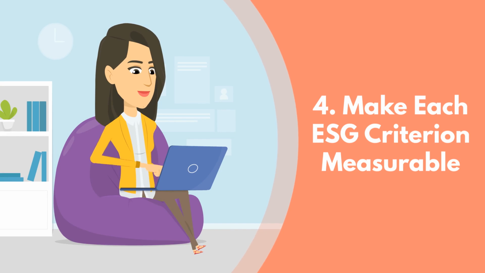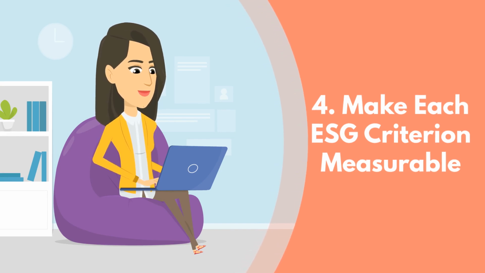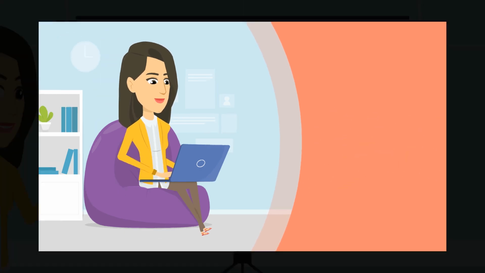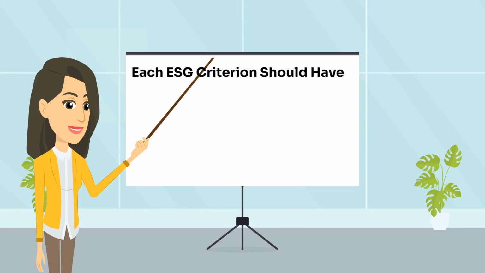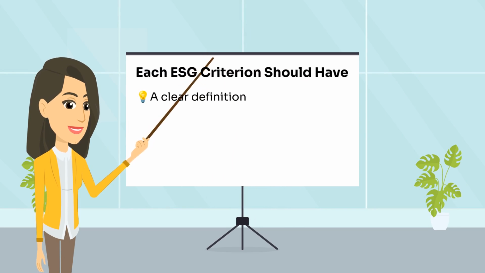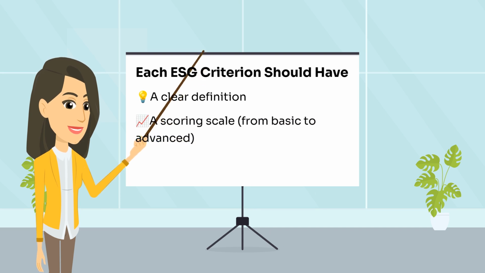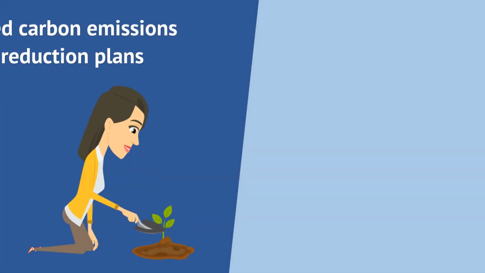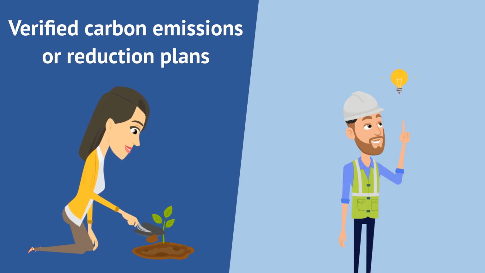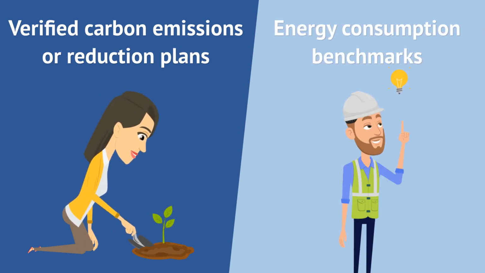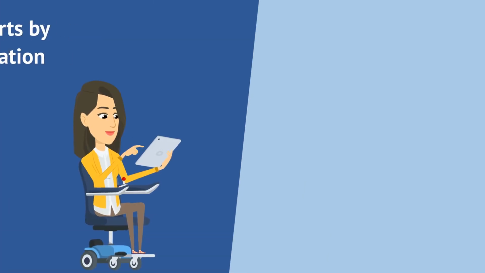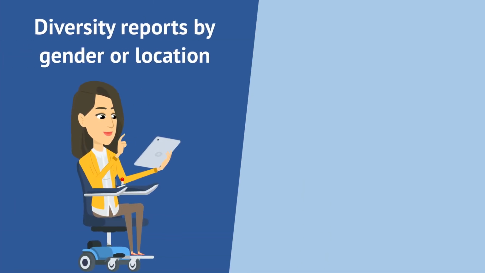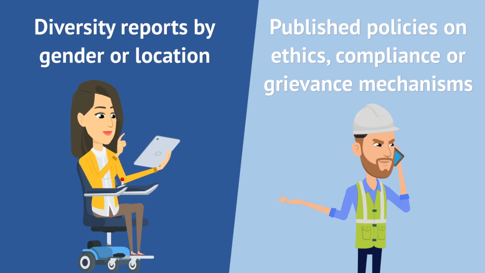4. Make each ESG criterion measurable. Vague terms like commitment to sustainability don't work. Each ESG criterion should have a clear definition, a scoring scale from basic to advanced, and a required source of evidence. Examples: verified carbon emissions or reduction plans, energy consumption benchmarks or ISO 50001 certification, diversity reports or workforce composition by gender or location, published policies on ethics, compliance, or grievance mechanisms. Use templates or checklists to simplify evaluation and reduce subjectivity.